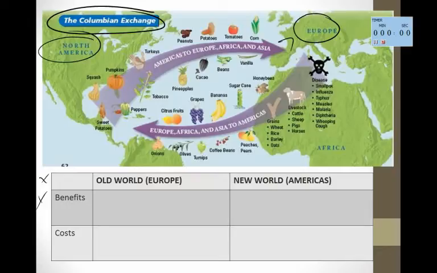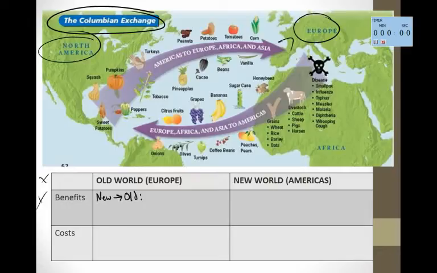Now, when talking about the exchange of these goods, the New World, North America, sent tons of goods over to Europe: pumpkin, squash, peanuts, tomatoes, corn. And Europe sent stuff all the way to North America as well: onions, citrus fruits, olives, whatever else. But this chart is going to narrow down some of those things so you don't have to write everything down. The first thing we're going to talk about is, what did the New World give to the Old World that was beneficial? What did the Old World get from the New World that proved to be the most beneficial?